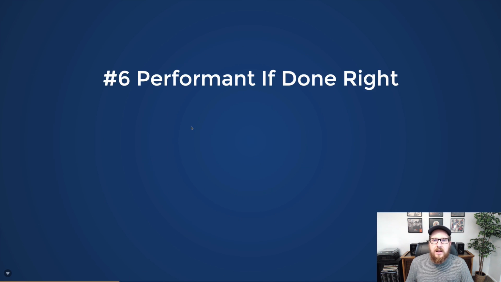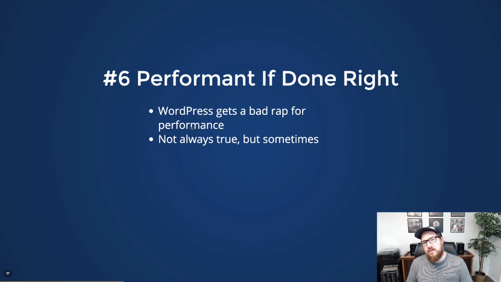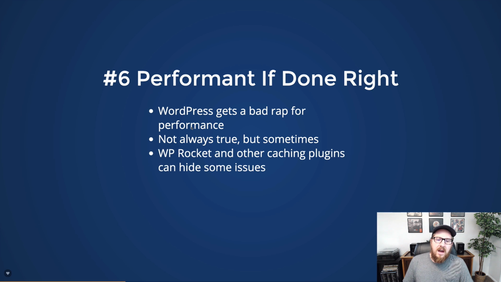It's performant if it is done right. WordPress gets a bad rap for performance, but that's not always true, but it is sometimes. WP Rocket and other caching plugins can sometimes hide those issues by caching the pages after they have been visited by a user. So if you go to the About page, you load a bunch of images and your HTML, your CSS, your JavaScript, WP Rocket will grab that and spin it into an HTML file that the next visitor will just get served. So it can kind of hide any sort of blemishes behind the scenes.